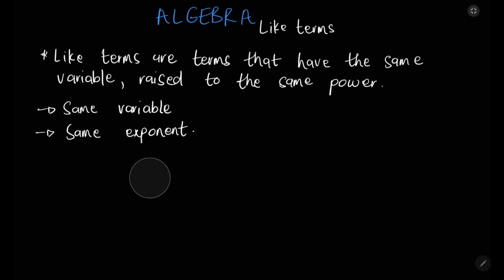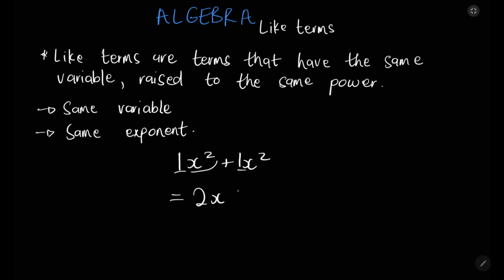But if we had x to the power 2 plus x to the power 2, how would we calculate this? You guys know that there's an invisible 1 here and an invisible 1 there. So we'll say 1 plus 1, which is 2. We then write our variable and our exponent, which is x to the power 2. Don't forget to include the exponent.